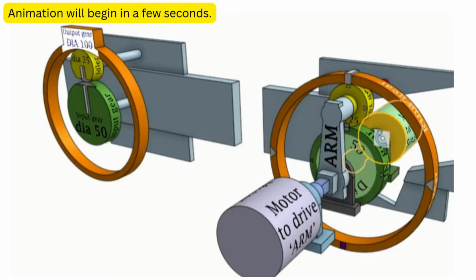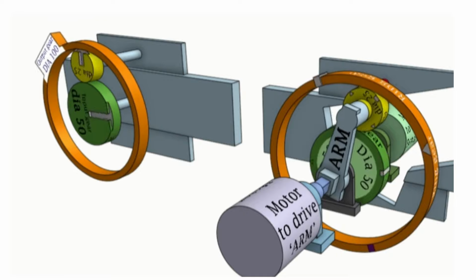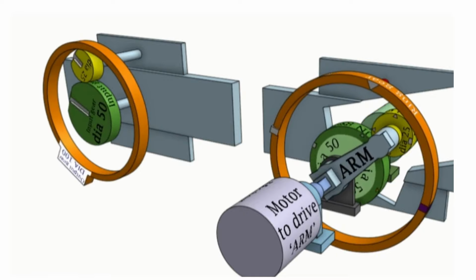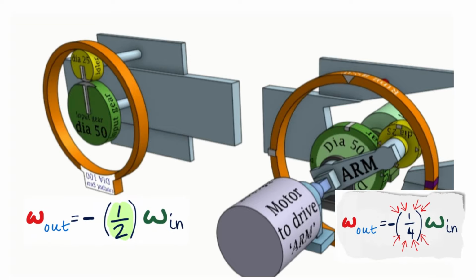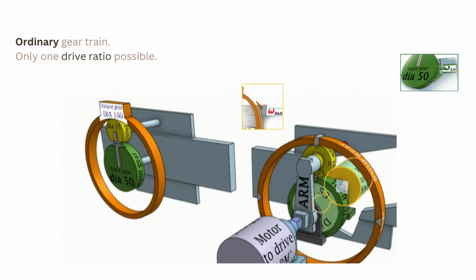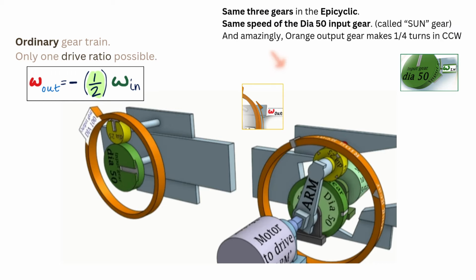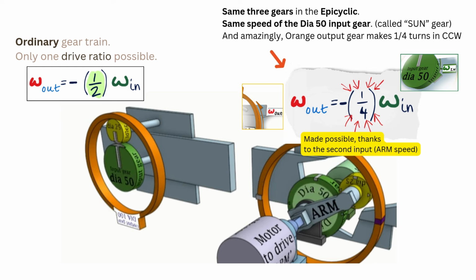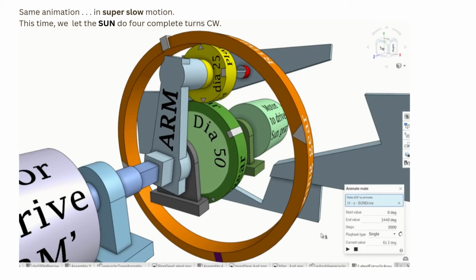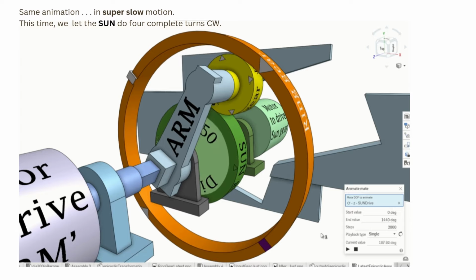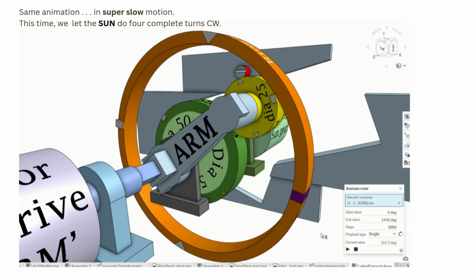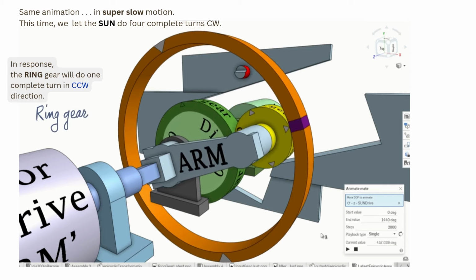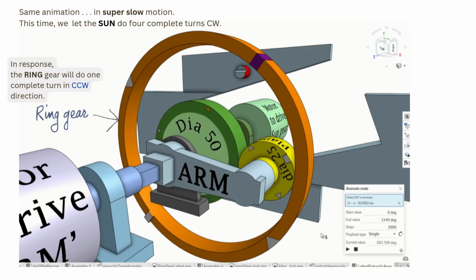In both the gear trains, the green dia 50 rotates at the same speed of, say, 1 RPM. In the ordinary gear train, the orange output gear makes half a turn. On the epicyclic side, the same output gear makes 1/4 turn only. All this due to the newly acquired ability of the planet gear to walk around the sun gear. It's the same animation except that I'm letting the sun gear do 4 complete revs so that we can observe and absorb the motion of all 3 gears as well as the motion of the arm.